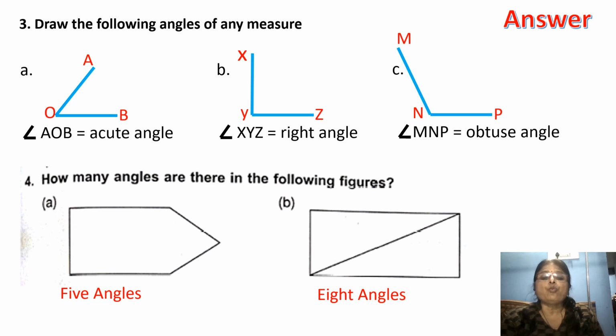Angle XYZ is equal to 90 degrees. So it is a right angle. And MNP is more than 90 degrees. So it is an obtuse angle. Next, how many angles are there? So in question A, 5 angles are there. 5 meeting points are here. So 5 angles. And in B, 8 meeting points are here. So 8 angles are there.